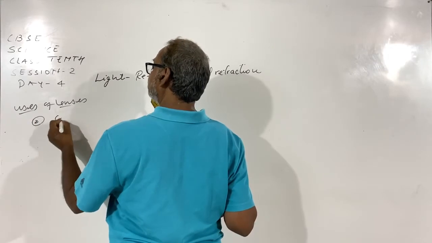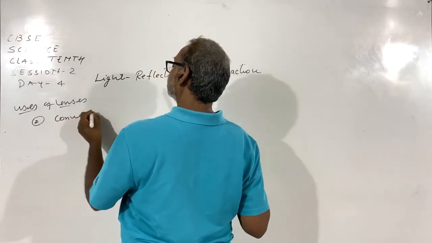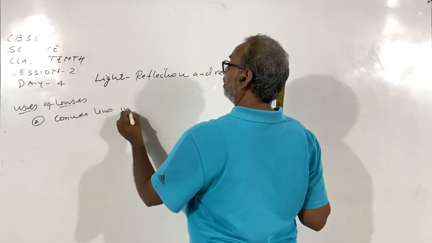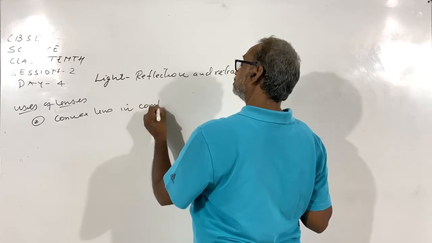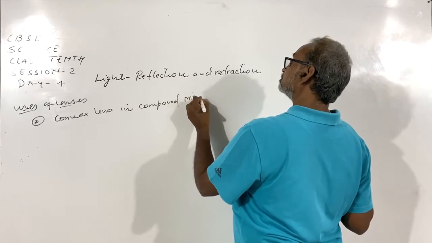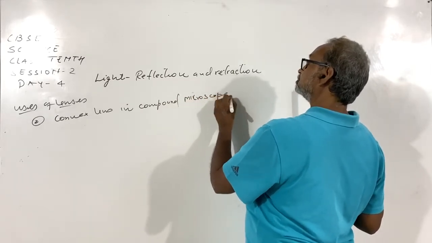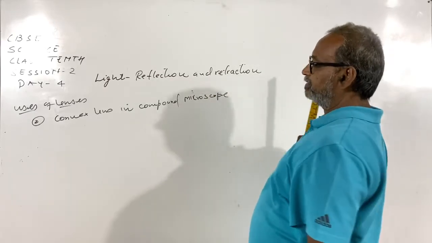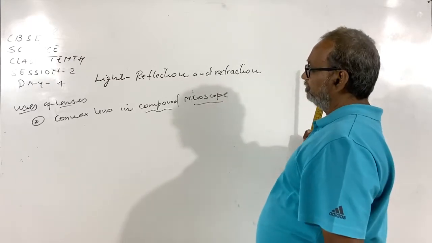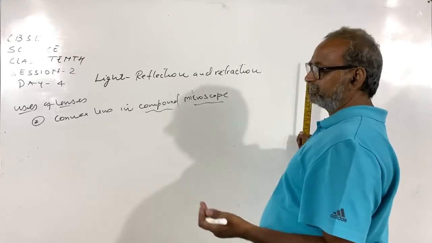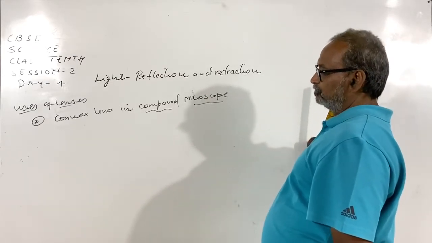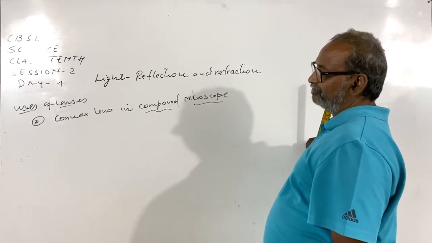A convex lens is used in compound microscope. In a simple compound microscope, we use two lenses, one objective which is toward the object and one eyepiece, and both the lenses are convex lens.